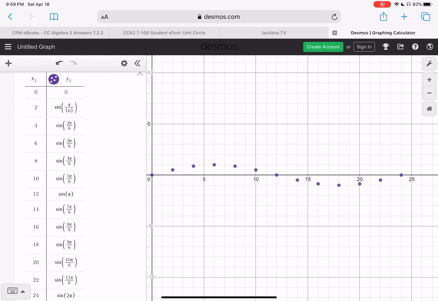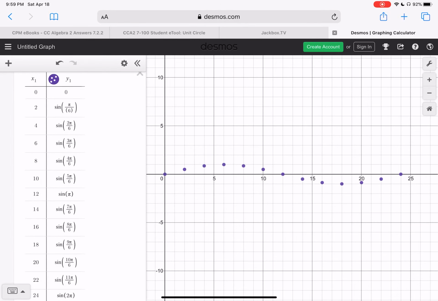Go ahead and finish this graph and think about what type of graph this looks like. So go ahead and finish your graph now using what you found on Desmos. Pause the video now to finish your graph.